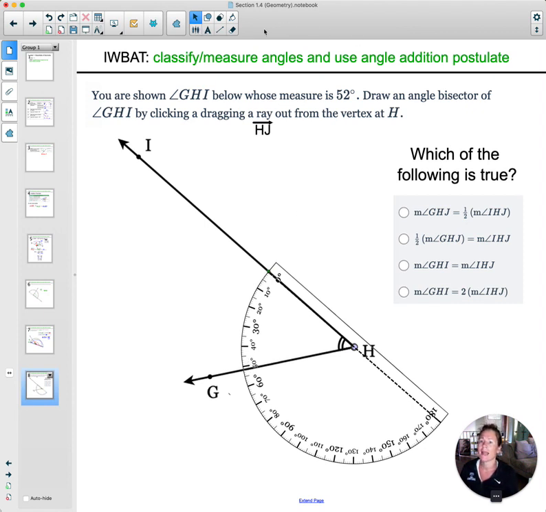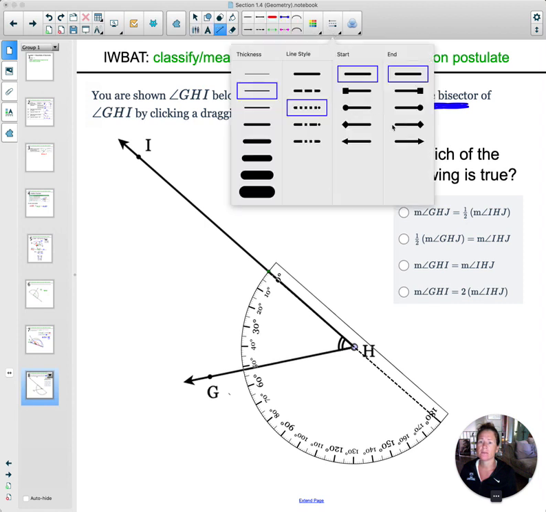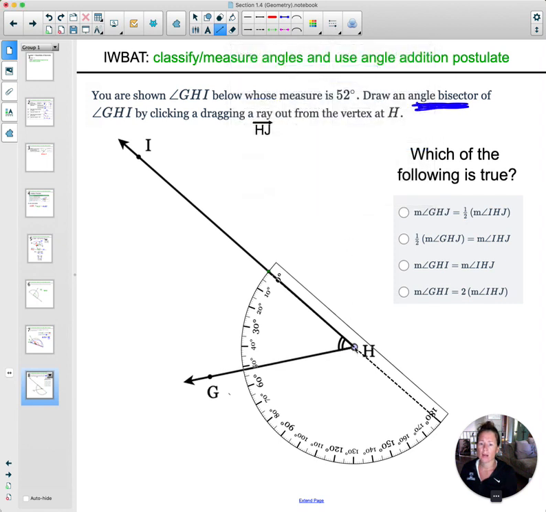It wants us to draw an angle bisector. An angle bisector is going to split this into 2 equal pieces, by clicking and dragging a ray out of vertex H. So if I just get a ray here, then I'm just going to draw an angle bisector. In order to figure out how big each piece is, take 52, divide it by 2, and you get 26. So then you're going to want to go from 0, 10, 20, 25, 26, and draw that ray right down the middle.